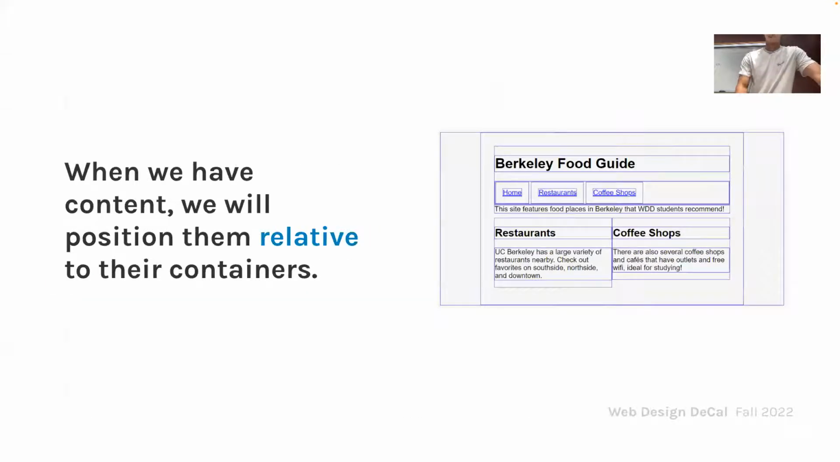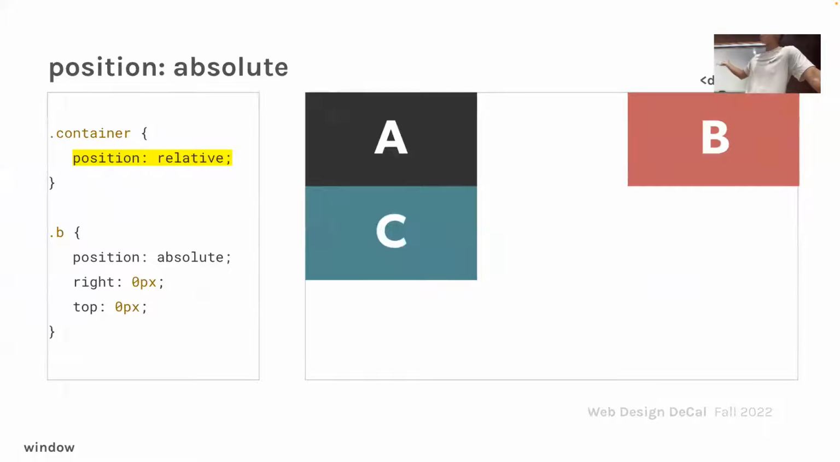So yeah, when we have content, we position them relative to their containers. So in order to properly position B, we have the overall container, which is the gray outline of the box. Say that's position relative. And then for all the elements within that container, position absolute will refer to that box as its closest relatively positioned ancestor. So position absolute, right 0 pixels and top 0 pixels positions it relative to the gray box, but on the right there are no pixels in between the B and the right of the gray box, and between the top there are no pixels either.